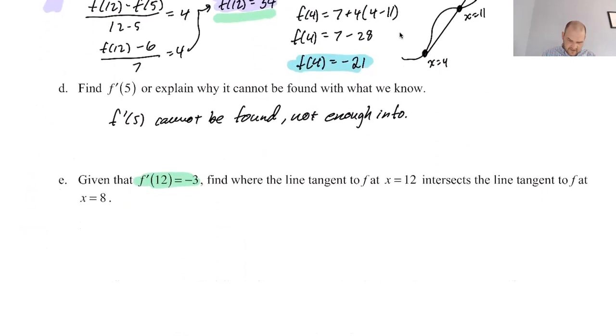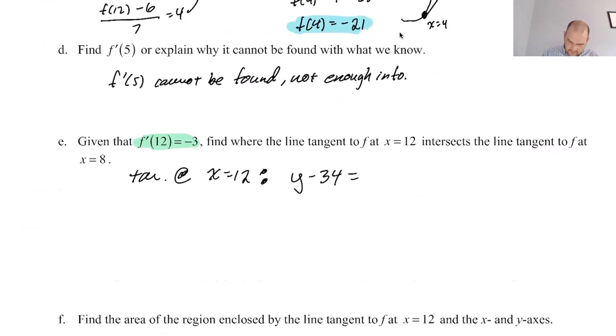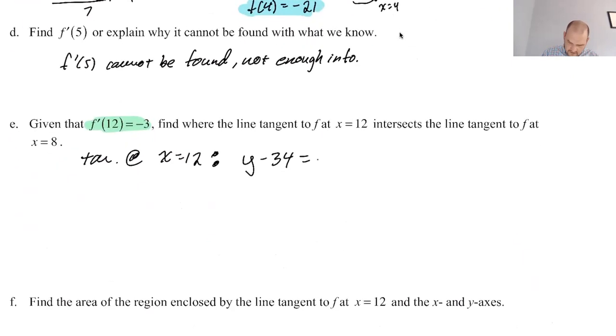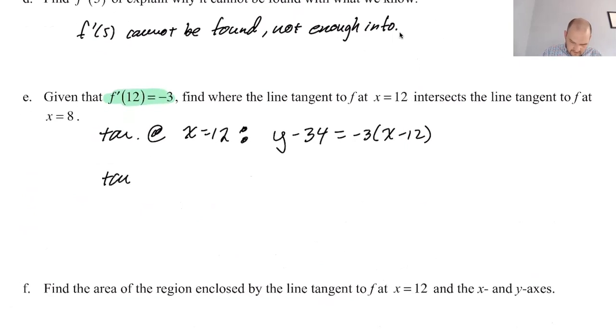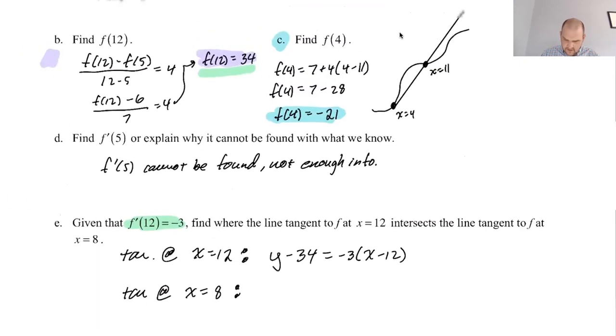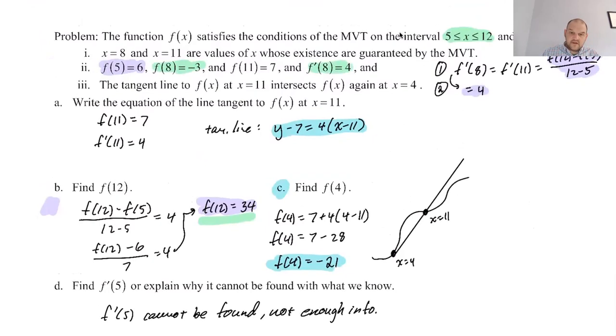So let's write that tangent line. Tangent at x equals 12. So y minus 34 is negative 3 times x minus 12. Okay, and then I need the tangent line at x equals 8. I don't need to solve a system, come on. We're just given f of 8 is negative 3 and f prime is 4. So we're good to go.